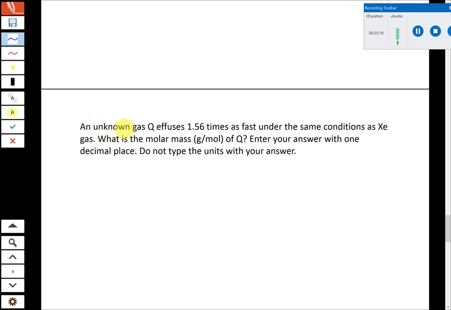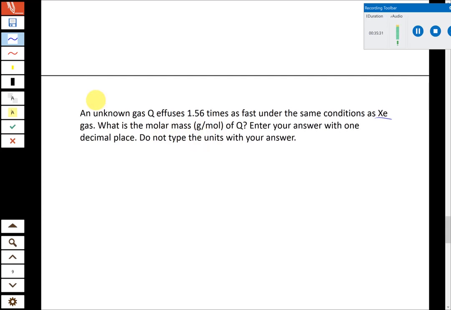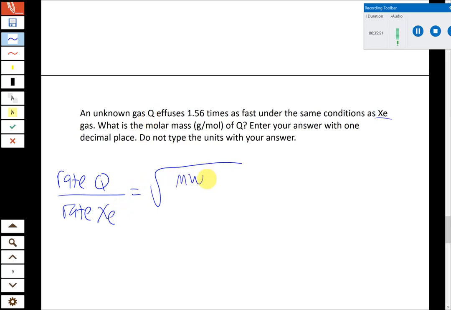All right, so we have an unknown gas Q that effuses 1.56 times as fast under the same conditions as xenon gas. What is the molar mass of Q? The equation we're going to use has two forms. If we're dealing with the rate of effusion or diffusion, the rate of the unknown over the rate of xenon, the ratio of these two rates of effusion is going to be related inversely to the square root of the molar masses. So it's going to be the molar mass of xenon over the molar mass of our unknown Q.